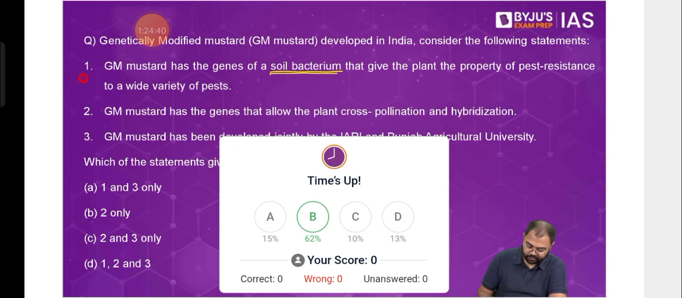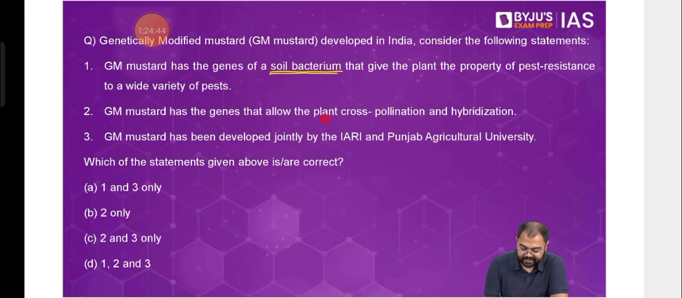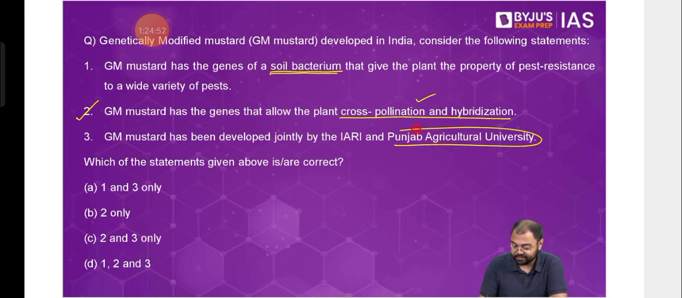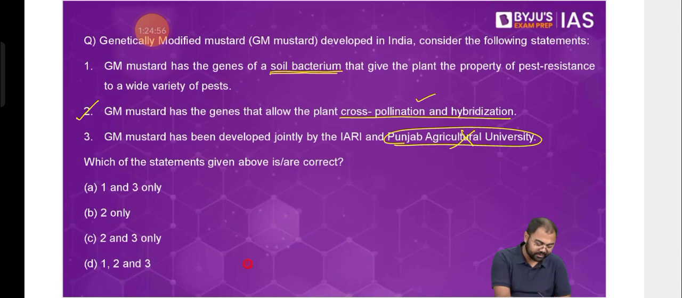Remember that in case of GM mustard, what we are saying is that this is a hybrid variety, where different cells are being used. So it has the genes that allow the plants to cross pollination and hybridization. This is correct. This is basically what we are doing. But look at the third statement: GM mustard has been developed jointly by IARI and Punjab Agricultural University. This is what we discussed, that the development has happened in Delhi University and not Punjab Agricultural University. So the third statement is wrong.